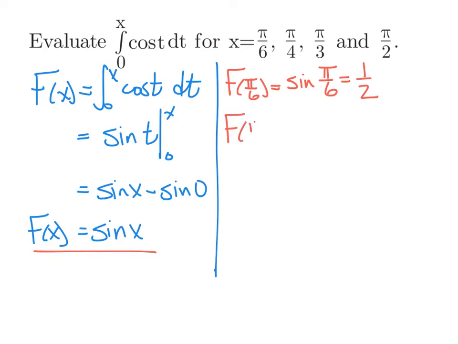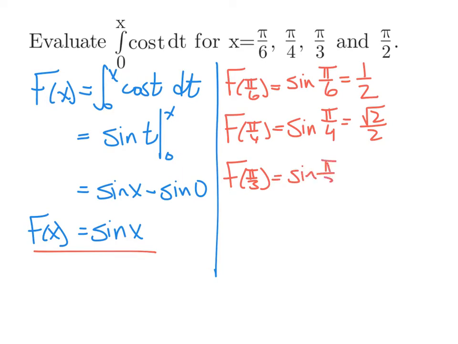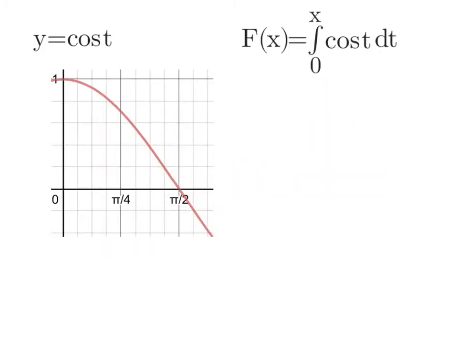And big F of pi over 4, that's the sine of pi over 4, which is root 2 over 2. Big F of pi over 3, sine of pi over 3, is square root 3 over 2. And F of pi over 2 would be the sine of pi over 2, which is just 1. Let's take a closer look at what we just did there.